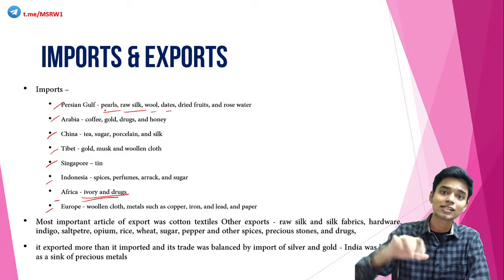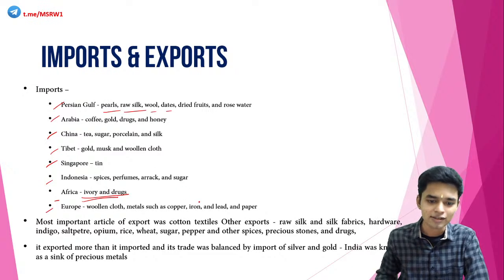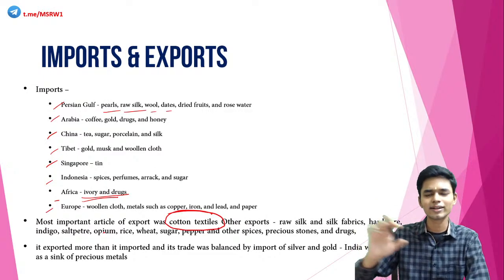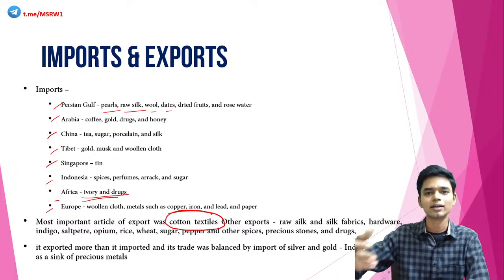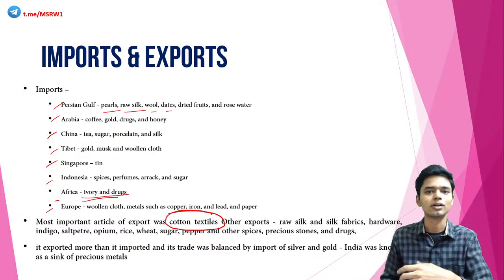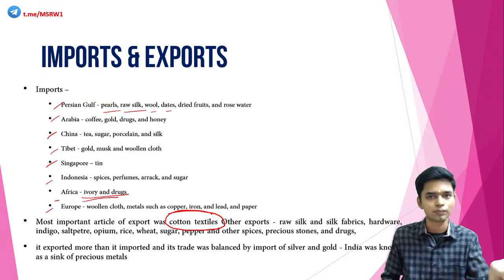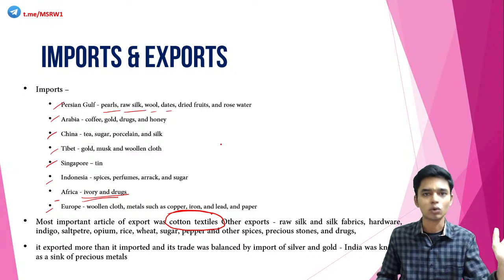As far as export is concerned, the most important export item of India has always been cotton textiles. Mostly, Indian textiles were extremely popular all over the world. We will see later also that the British used to take away lots and lots of cotton textiles from India to spread in Europe. And this was known as calico cotton. So the main article of export from India was cotton.